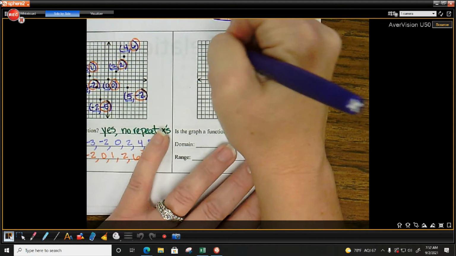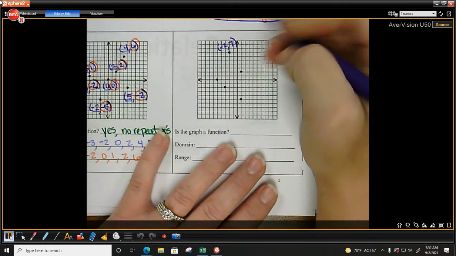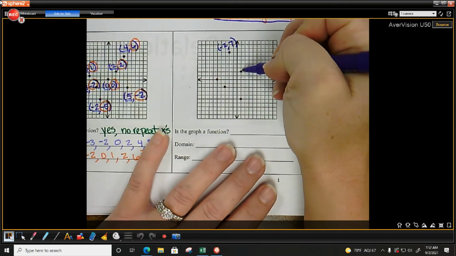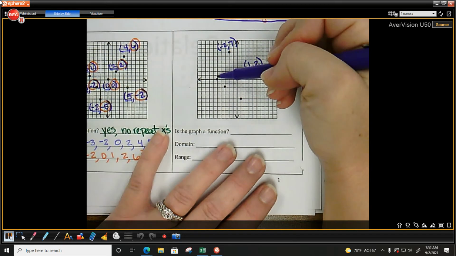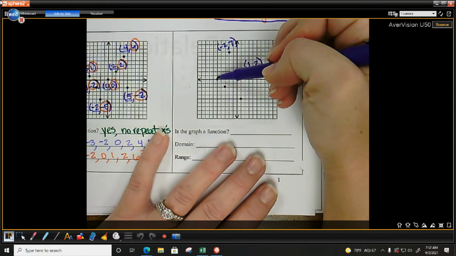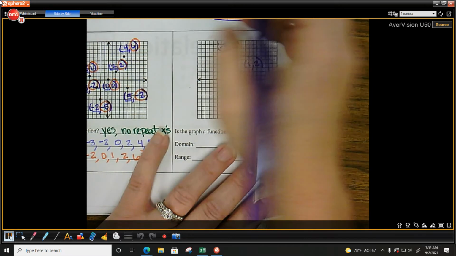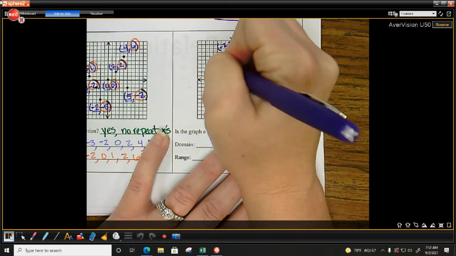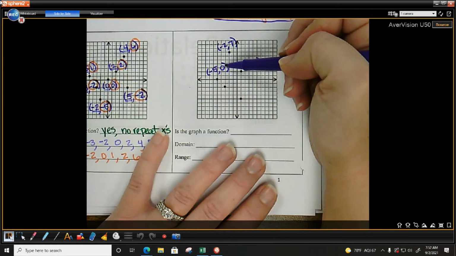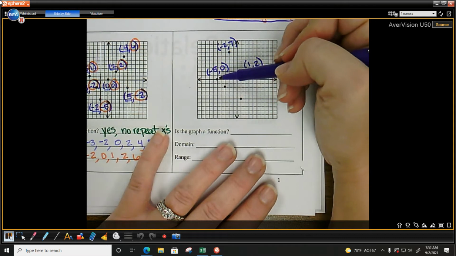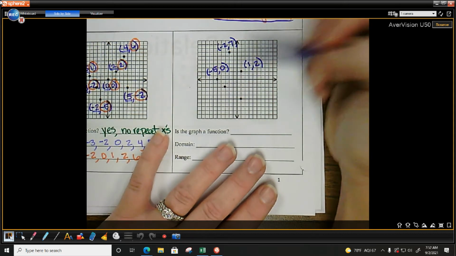-2, 7. What about this next one? 1, 2. What about that one? We sometimes struggle when we're on the axes. -5, 0. Remember, your x value is your side-to-side movement. The y value is your up and down. So we went left 5, but we didn't go up or down at all. Okay, what about that ordered pair?